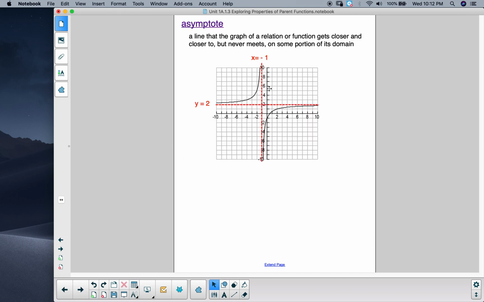And just before I move on, they have equations. So if you look at this asymptote here, this vertical one, it's passing through negative 1. So its equation is x equals negative 1. And this horizontal asymptote is passing through y equals 2. So the equation of this horizontal line is y equals 2. So you have to be familiar with how to write the equations of asymptotes for different functions, okay?